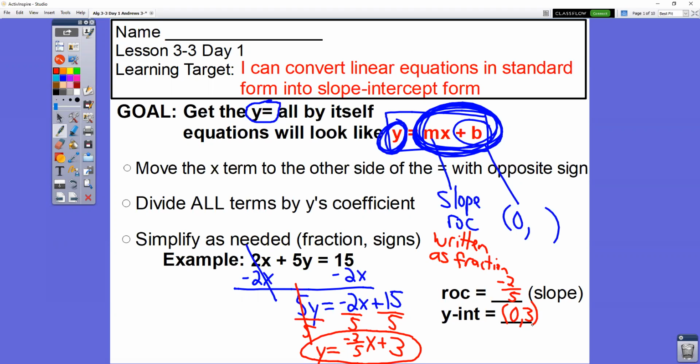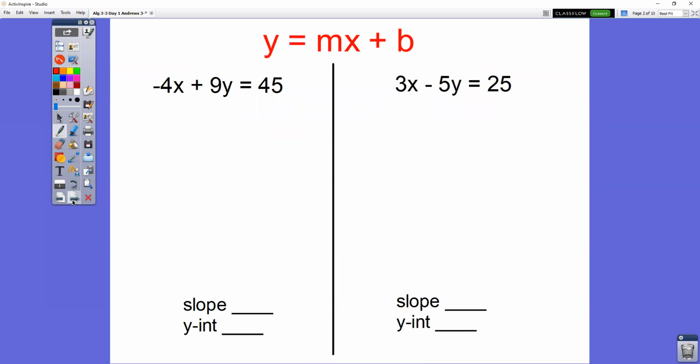That is essentially how you're doing every question. Again, if you didn't understand it yet, that's okay. We're going to do a bunch of these. Remember, this is the format that we want our answer in. We want the y all by itself.